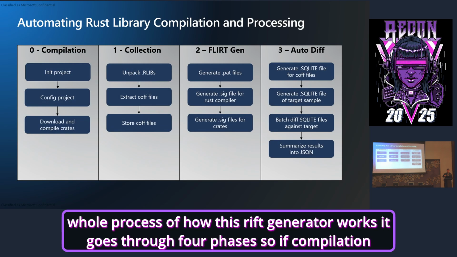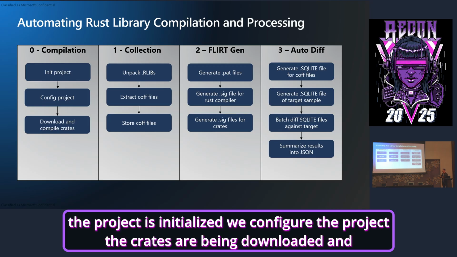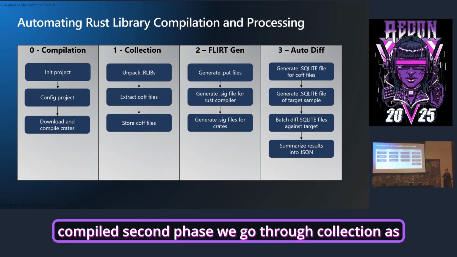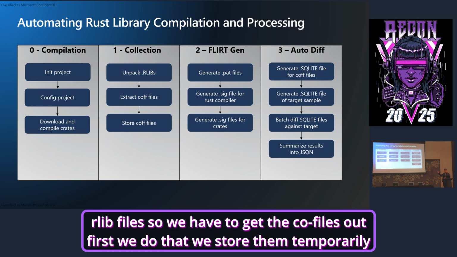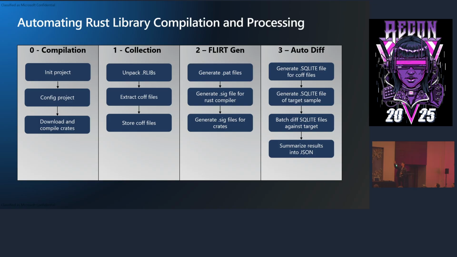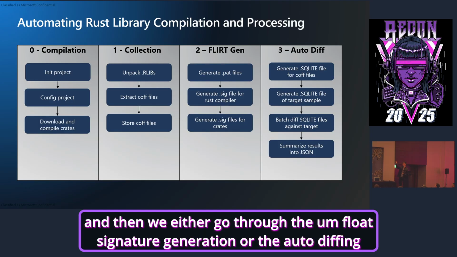To illustrate how this Rift generator works, it goes through 4 phases. First, compilation: the project is initialized, we configure the project, and the crates are downloaded and compiled. Second phase is collection. As I've mentioned before, in these paths we find these rlib files, so we have to get the COFF files out first. We do that, we store them temporarily, and then we go through either the FLIRT signature generation or the auto diffing.